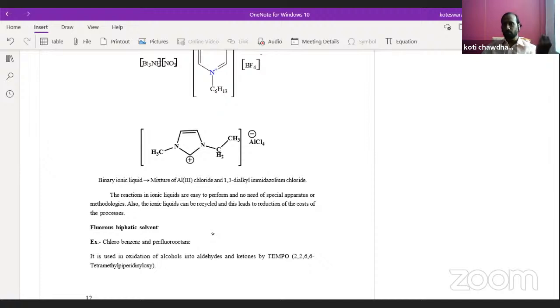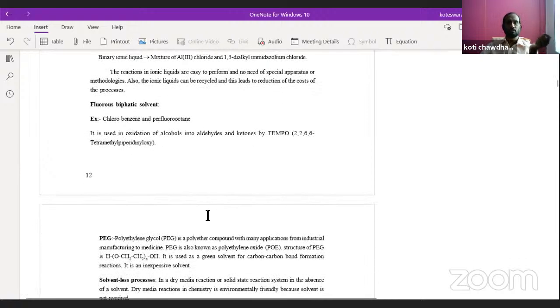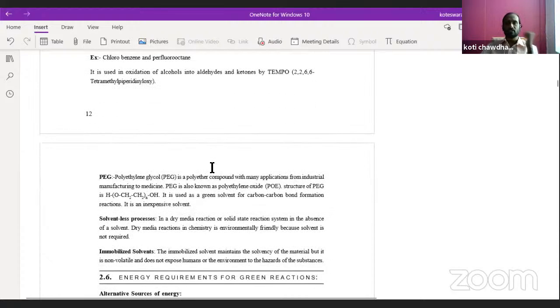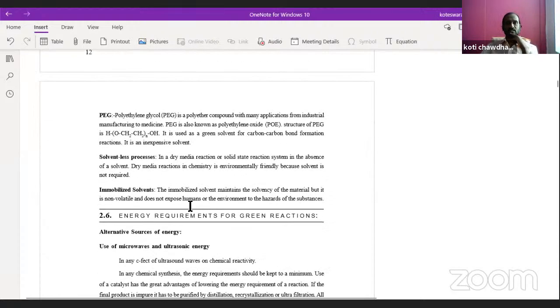So they have a positive influence on the economic conditions of the reactions. Chlorobenzene and fluorobenzene, the fluorous biphasic solvents, are also green solvents, and PEG is also a green solvent, and immobilized, that is non-volatile, solvents are also green solvents.